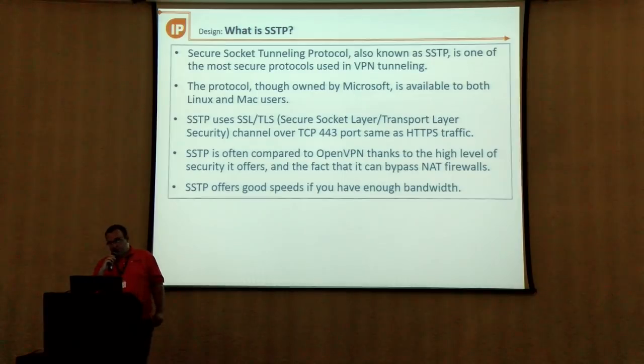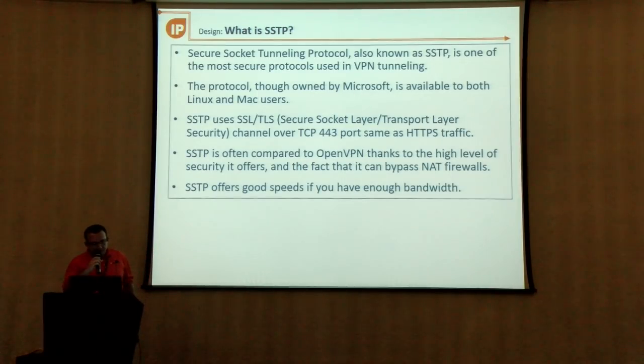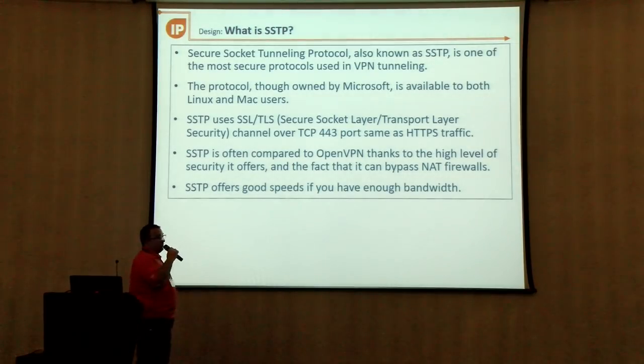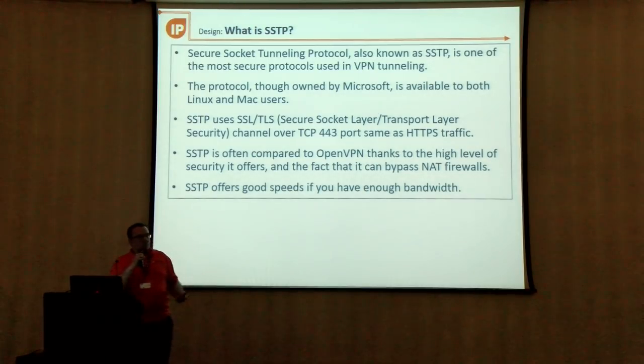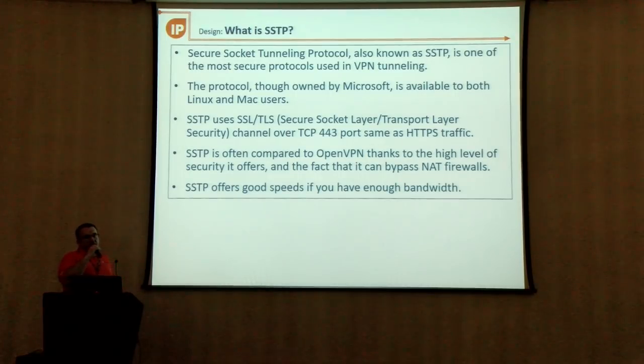So SSTP uses an SSL/TLS encryption channel over TCP port 443, same as HTTPS traffic, which gives us the ability that the port is almost impossible to block. I mean, it's possible to block by searching the headers and dropping, because you can find the type of the SSTP header and you can drop just the SSTP tunnel. But it's very difficult and very heavy computationally. So it's not usual to filter the SSTP headers.